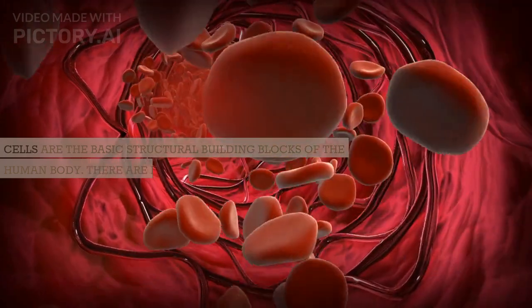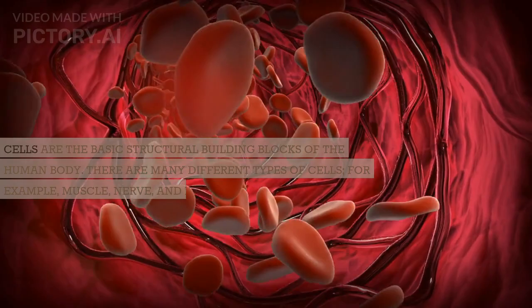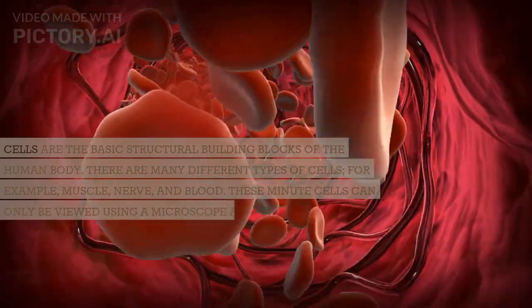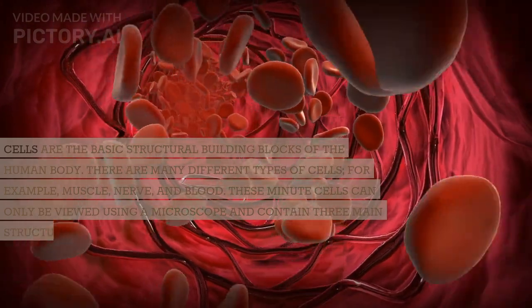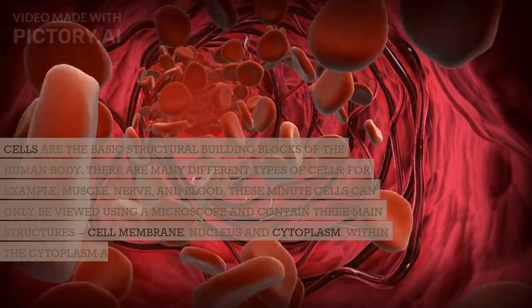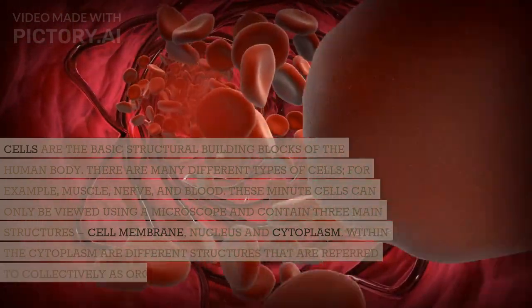There are many different types of cells, for example, muscle, nerve, and blood. These minute cells can only be viewed using a microscope and contain three main structures: cell membrane, nucleus and cytoplasm. Within the cytoplasm are different structures that are referred to collectively as organelles.